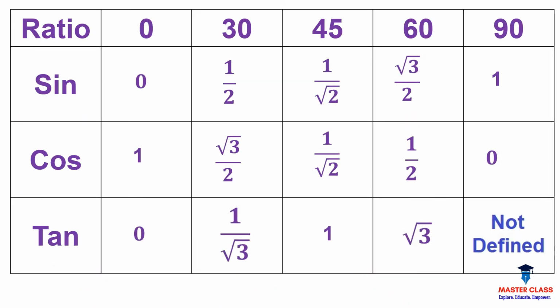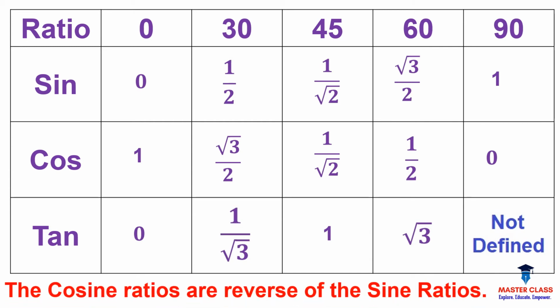We'll notice that the sine ratios are increasing from 0 to 1. We know that sine 0 is equal to 0 and sine 90 is equal to 1. On the other hand, cos 90 is 0 and cos 0 is 1. So we will write the ratios of the first line in the reverse order to build the cosine table. So for cos, we will write cos 0 is 1, cos 30 is root 3 upon 2, cos 45 is 1 upon root 2, cos 60 is 1 upon 2, and cos 90 is 0.